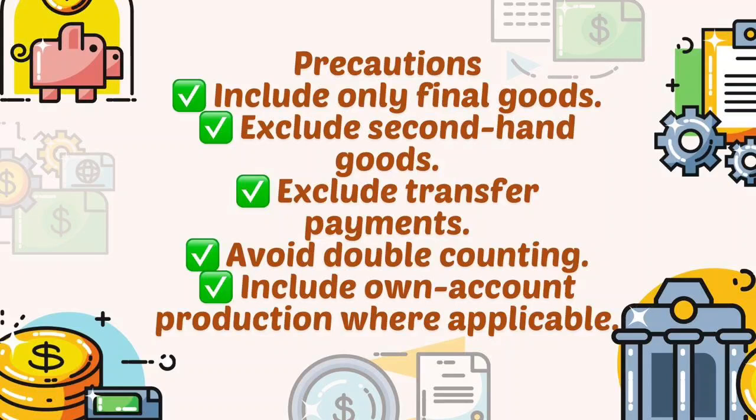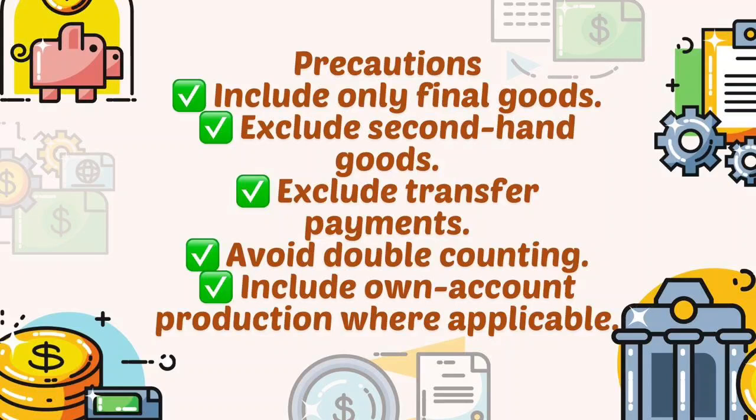Precaution 4. Avoid double counting. Either count only the final goods or calculate the value added at each stage. Step 5 or Precaution 5. Include production for self-consumption wherever applicable. For example, if a farmer grows wheat and consumes part of it at home, this production still has economic value and is included in national income.